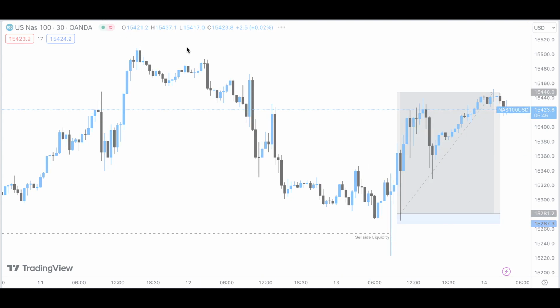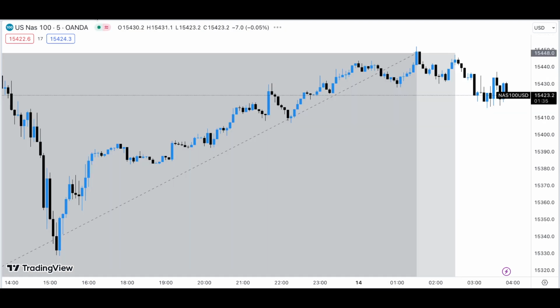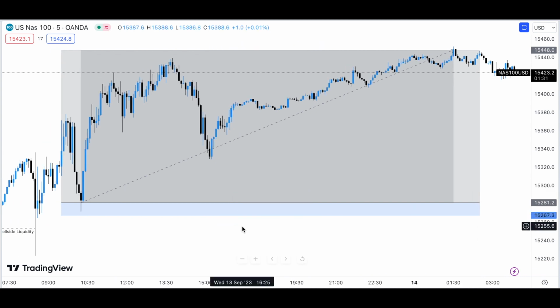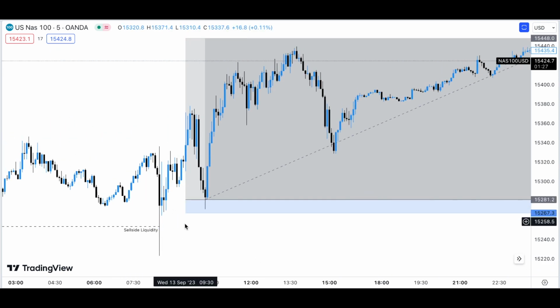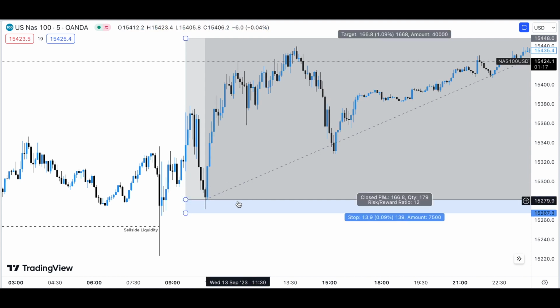Then I slowly waited for price. I'm now on the 15 minutes chart. I slowly waited for price to come back in. Let me show you where my entry was, just like I showed you earlier on. Okay, something like this. Yeah, this is what I was targeting. There was a fair value gap around this area. So I was targeting that fair value gap, and that was exactly where I got my entry.